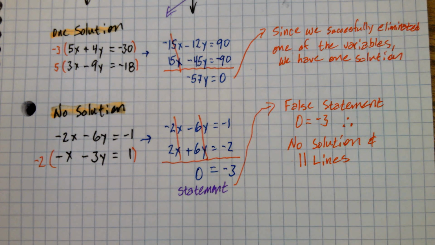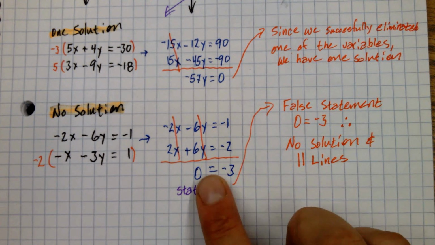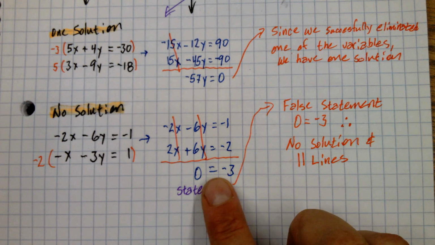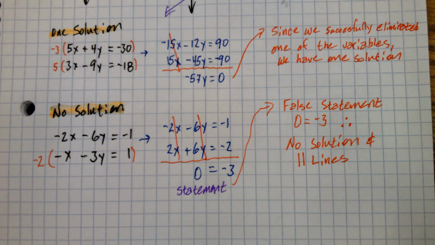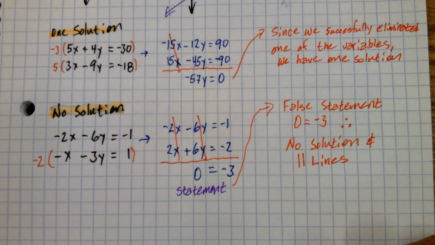Okay, so basically you solve it as you normally would. All the variables go away. You end up with 0 on the left and anything other than 0 on the right. So therefore, no solution. Okay.